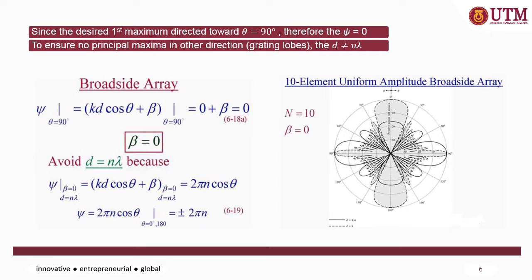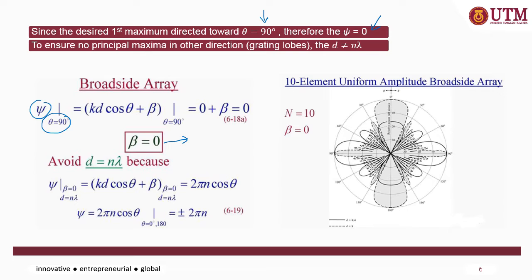Okay, for the broadside array antenna, since it is desirable to have the maximum radiation at 90 degrees, perpendicular to the axis, we need to ensure that psi is equal to 0, and all elements are fed with equal magnitude and in phase. Therefore there is no phase difference between the elements, and psi should be 0 so that we can get the intended maximum or main beam towards 90 degrees.